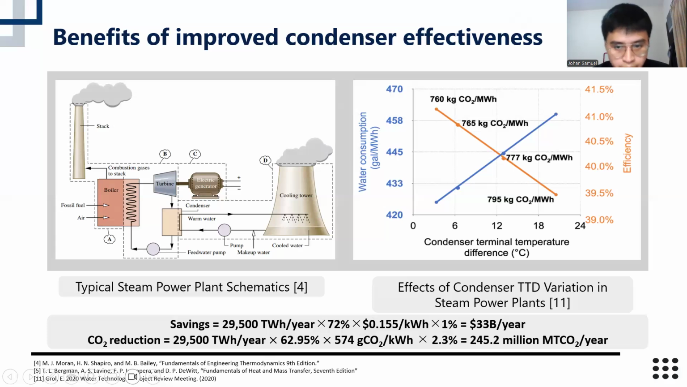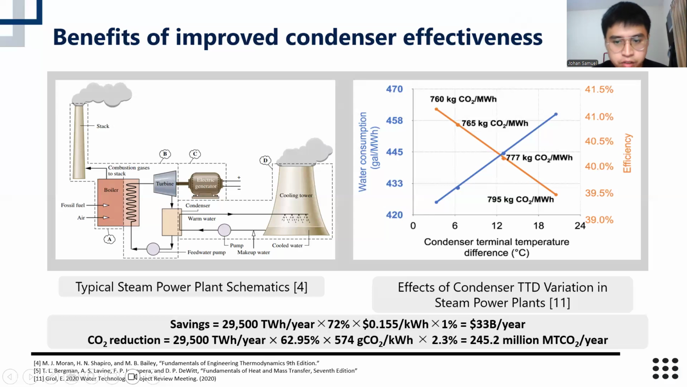So in a steam power plant, the turbine exhaust steam enters the condenser to reject heat, and with a more effective condenser, the TTD will become smaller. And the TTD is defined as the temperature difference between turbine exit steam and condenser exit cooling water. And it is also associated with the decrease of condenser pressure, which leads to a higher work output.